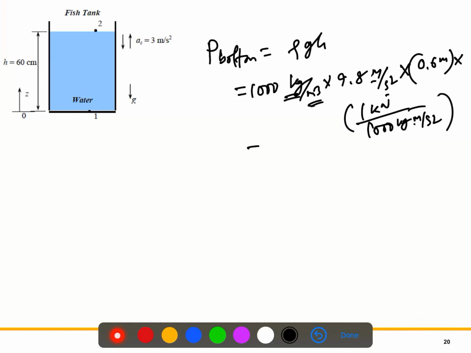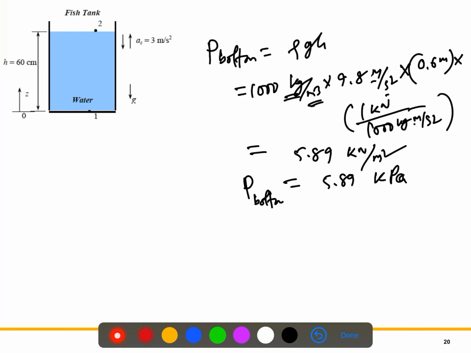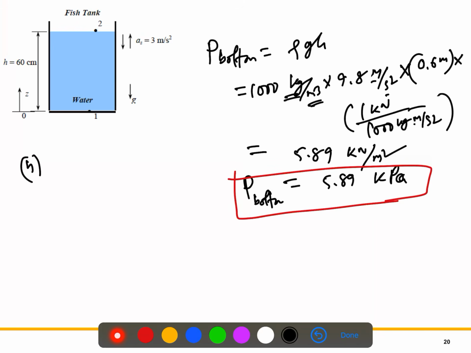And now if we solve this, the pressure will be 5.89 kilonewton per meter square, or we can say it is 5.89 kPa, after the conversion of units. So this is the pressure at the bottom. This is the first part of this problem. Now the second part is when the tank is moving up.